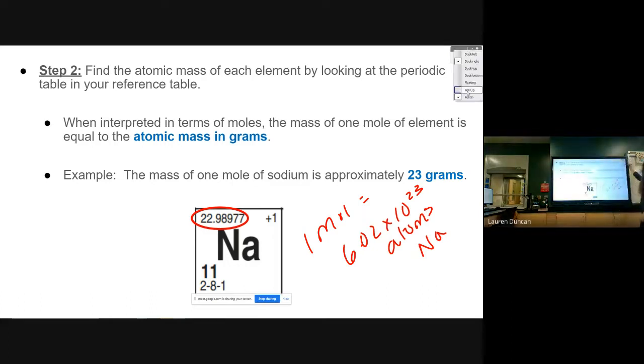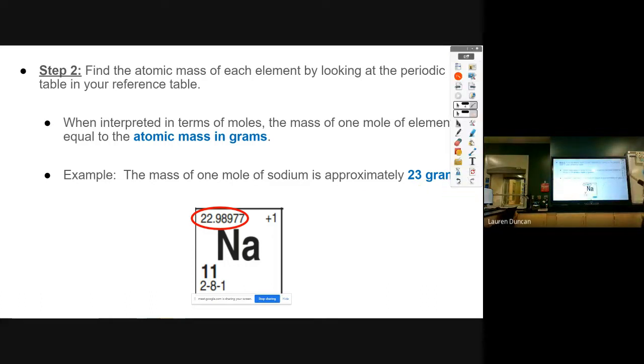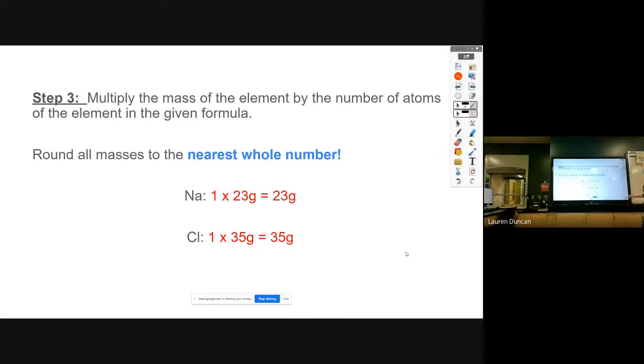All right, so basically, you're going to take that atomic mass in the upper left-hand corner and round it to the nearest whole number. And then you're going to multiply the number of each atom or each element in the formula times the atomic mass in grams from the periodic table.